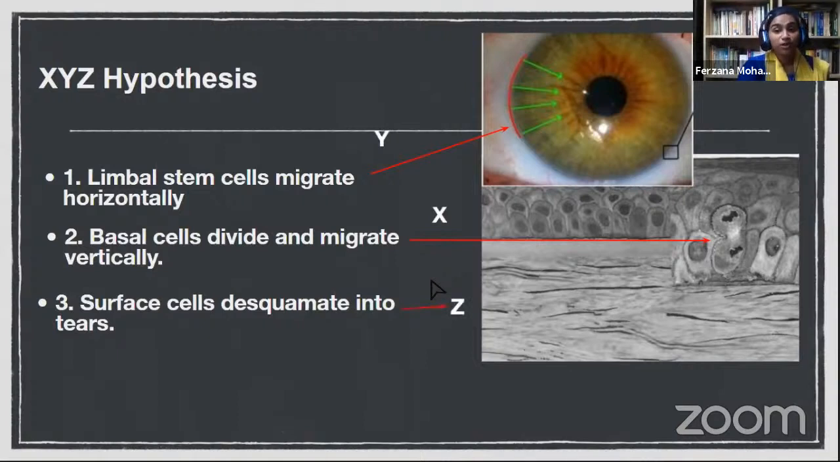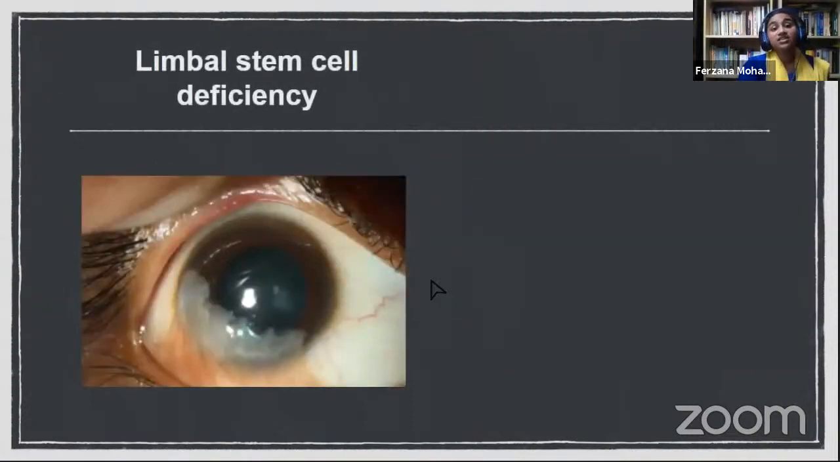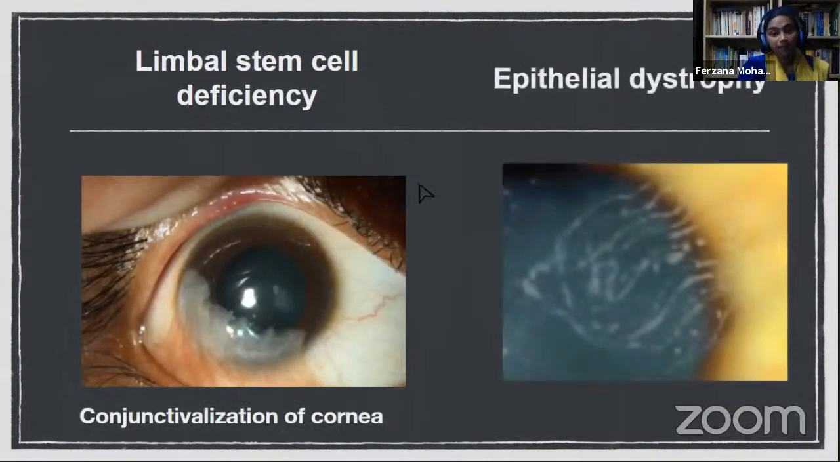For normal corneal epithelial function, Z must be equal to X plus Y. However, in conditions like limbal stem cell deficiency, horizontal migration is affected, and so there are persistent epithelial defects and conjunctivalization of the cornea. Similarly, in epithelial dystrophies, the vertical migration is affected and the cells can no longer desquamate into tears. So they become intraepithelial cysts.